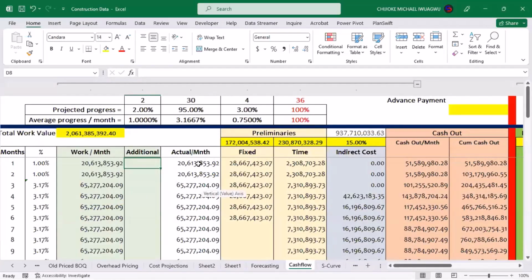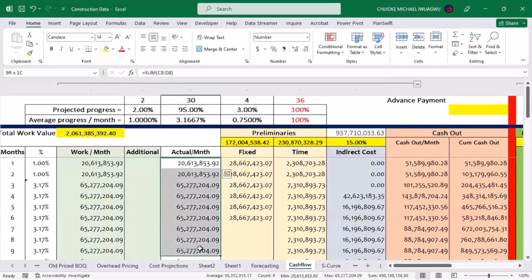Okay. Then the other one is you accumulate all of these that you have spent in this month. This is the actual that we spend in a month. You aggregate them. Then you now include your preliminaries, time-related and fixed, and spread them. The time-related, we say, okay, our preliminary will be spread over 6 months. Our fixed-related one, we'll divide this amount by 6 months and drag it down up to the 6th column. 1, 2, 3. That's the 6th column.